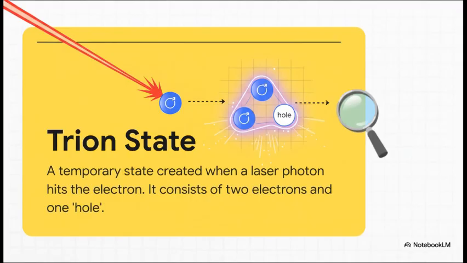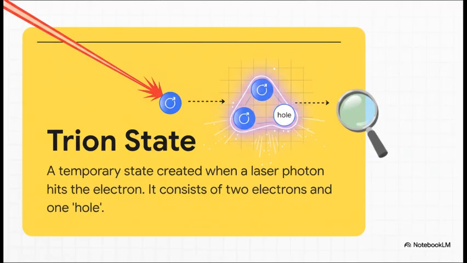Now, to control that electron's spin using light, we need a little help. We need a special middleman, let's call it, known as a Trion state. Here's how it works. When we zap our trapped electron with a photon from a laser, we briefly kick it into a higher energy state. For a split second, this creates a temporary little system made of two electrons and one hole. And a hole is really just what it sounds like, the empty spot an electron used to be in.